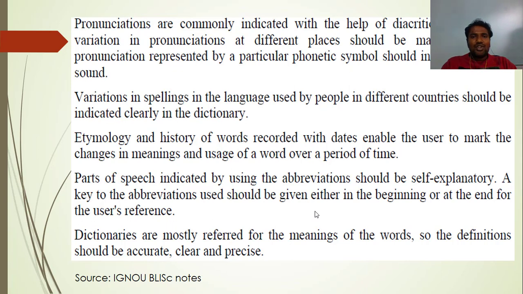The variation in pronunciation at different places should be made clear. The pronunciation represented by the particular phonetic symbol should indicate the same sound. Variations in the spellings in the language used by people in different countries should be indicated clearly in the dictionary. Etymology and the history of the words recorded with dates enable the users to mark the changes in the meanings and the usage of the word over a period of time.